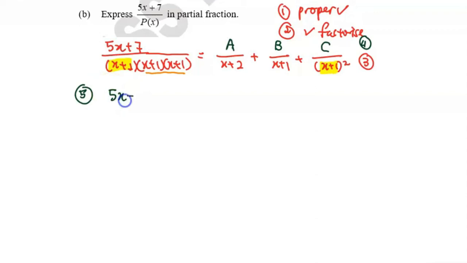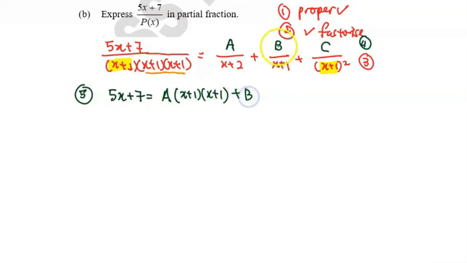So for 5x plus 7, it will equal to a. So how do we equalize the denominator? We will multiply the factor that the partial fraction's denominator itself doesn't have. So this partial fraction has x plus 2 as a factor, so I will multiply with x plus 1 and another x plus 1.